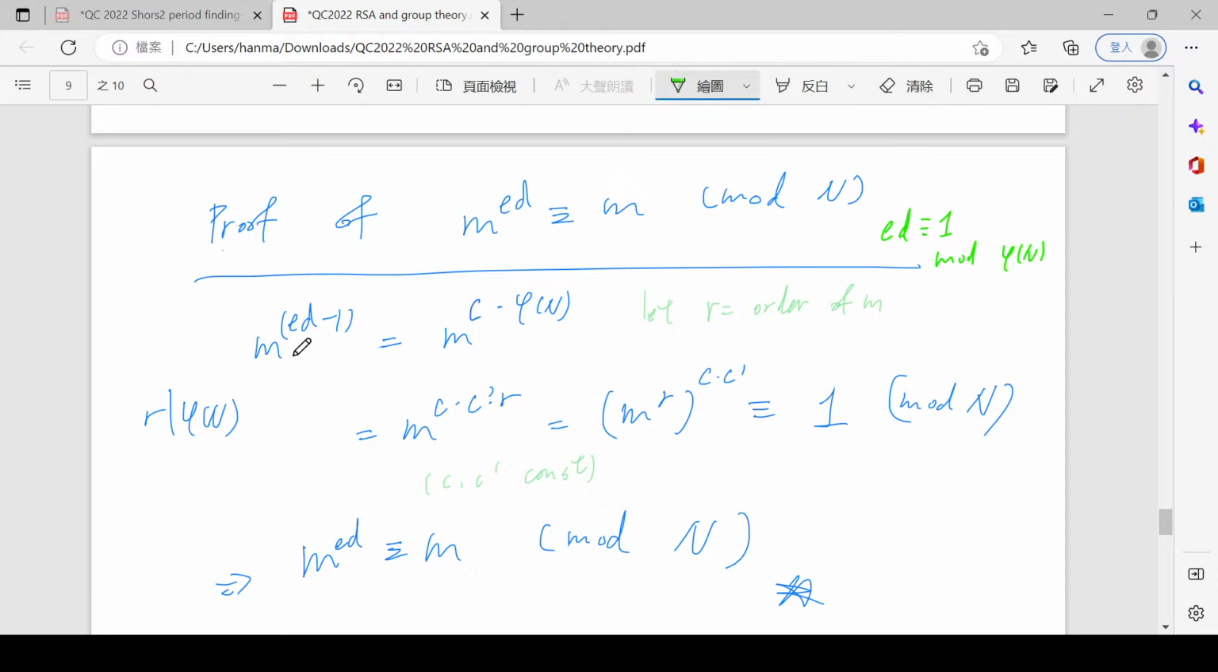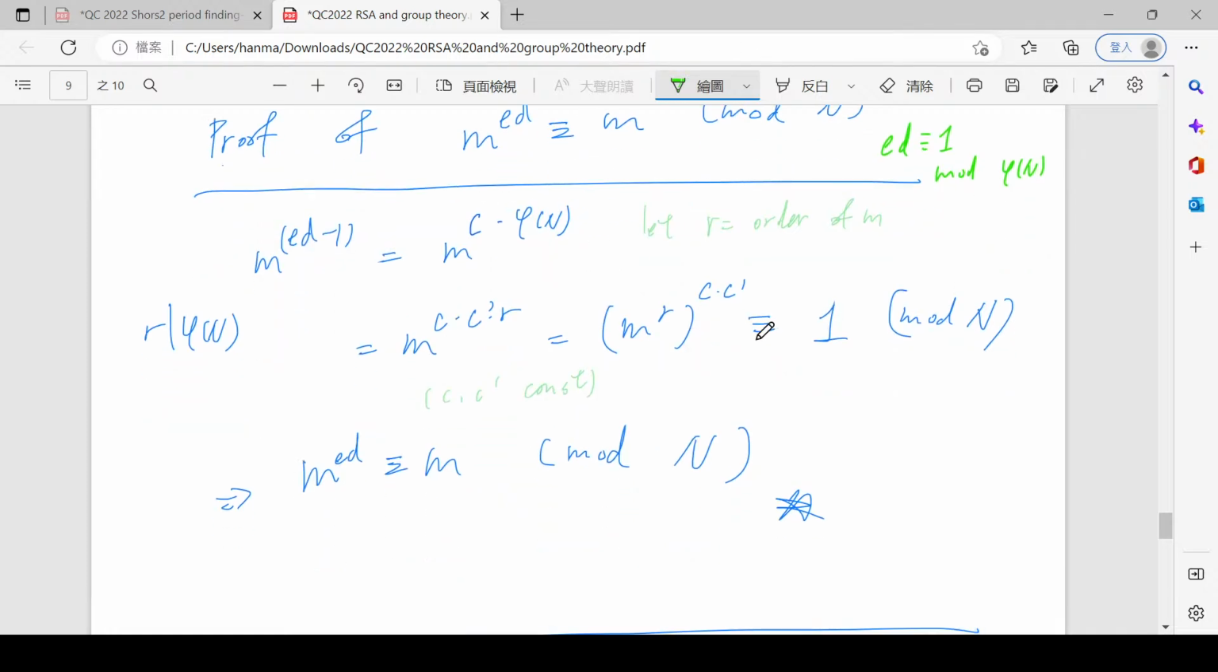Now we think about ED minus 1. So M to the ED minus 1. Well, ED minus 1 must be some multiple of phi n, right? So this is just this thing. And then we use our group theory here.